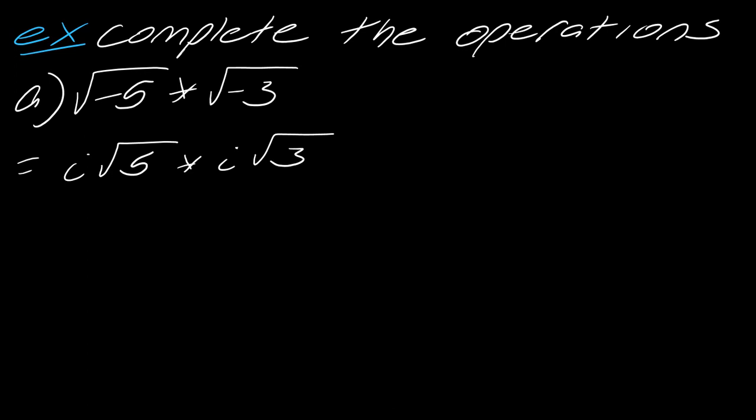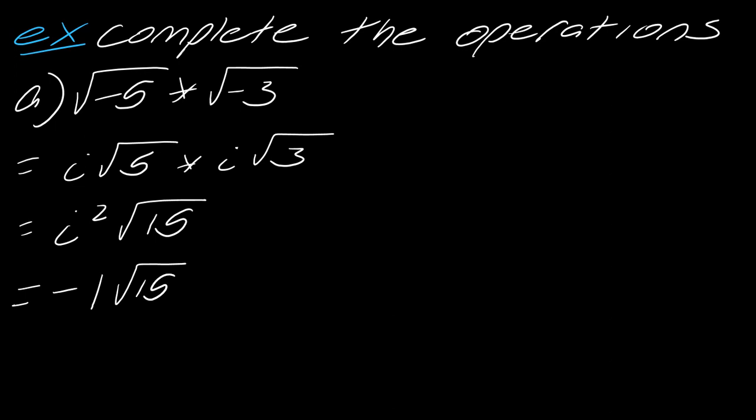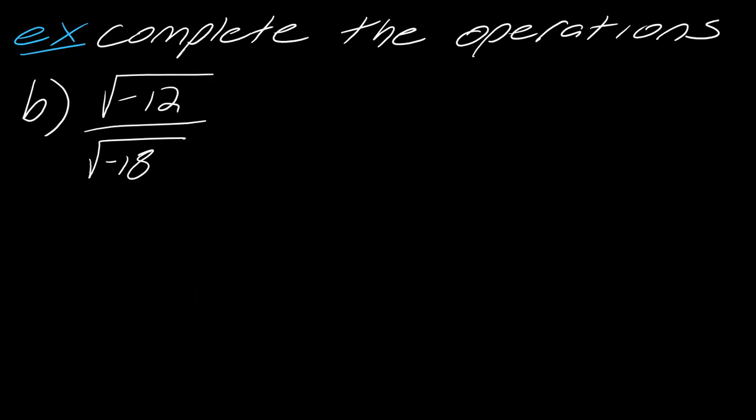Now that I know how to view this operation, I have i times i, which is i squared, and then square root of 5 times square root of 3, so I just multiply the numbers underneath the radicals. So I have i squared times the square root of 15. And what was i squared, my friends? It was -1, so I can write -1 times the square root of 15, or I could just write negative square root of 15, whichever you prefer.